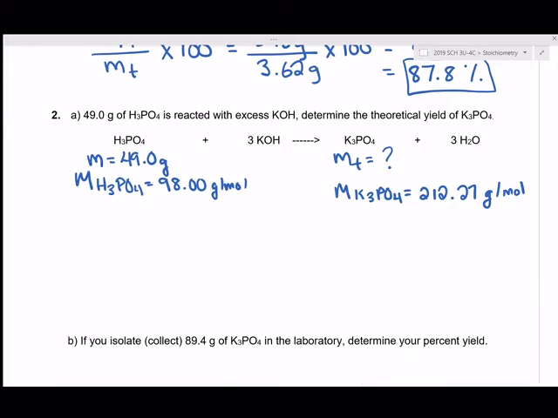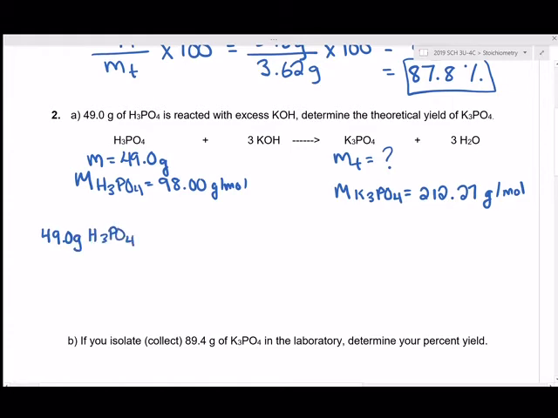But they were all just strung along in a row. So that's how I'm going to do this question today, just to show you that you don't have to use up so much paper. Of course, the only thing we have to start with is this mass. That is what we were given. So we're going to start with 49.0 grams of H3PO4.